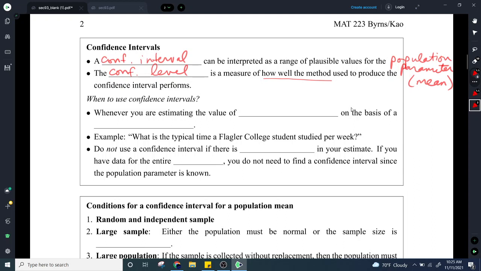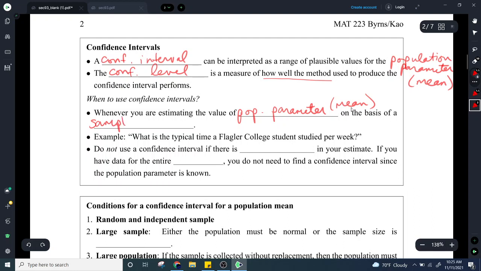So when do we use a confidence interval? Whenever you're estimating the value of a population parameter, and again, in this unit, it's the mean that we're estimating on the basis of a sample statistic. So when we don't know what the population mean is, but we take a sample and we measure the mean on that sample, that's our sample statistic, we're using that to estimate the population parameter. So in this case, the sample mean is going to be used to estimate that population mean.